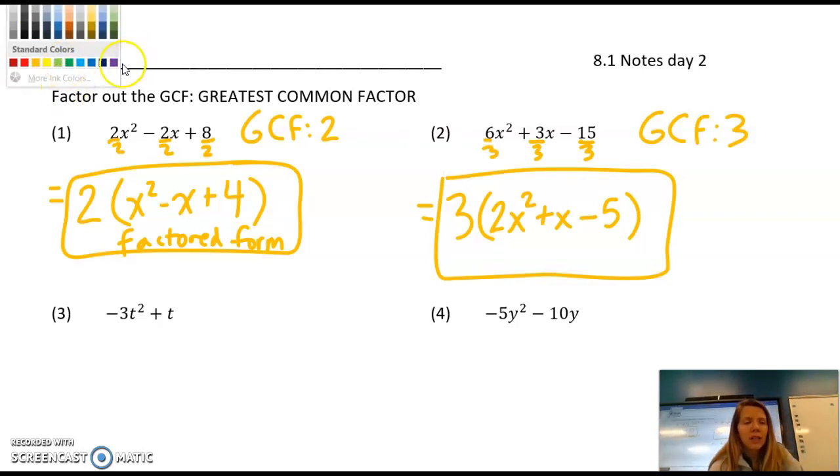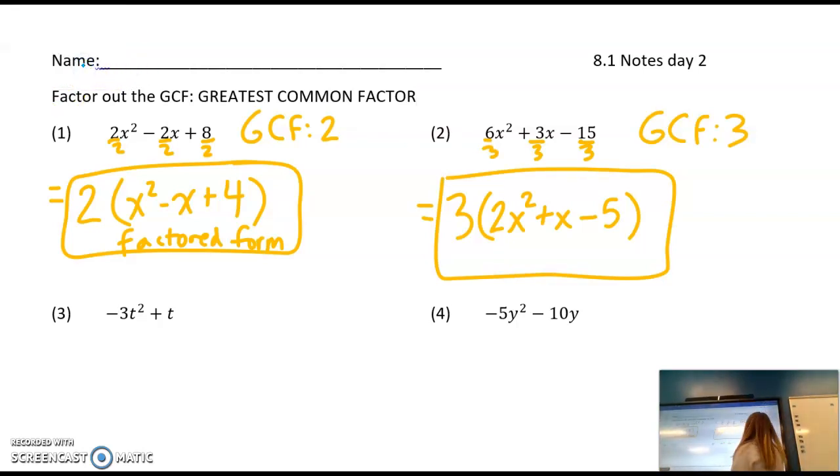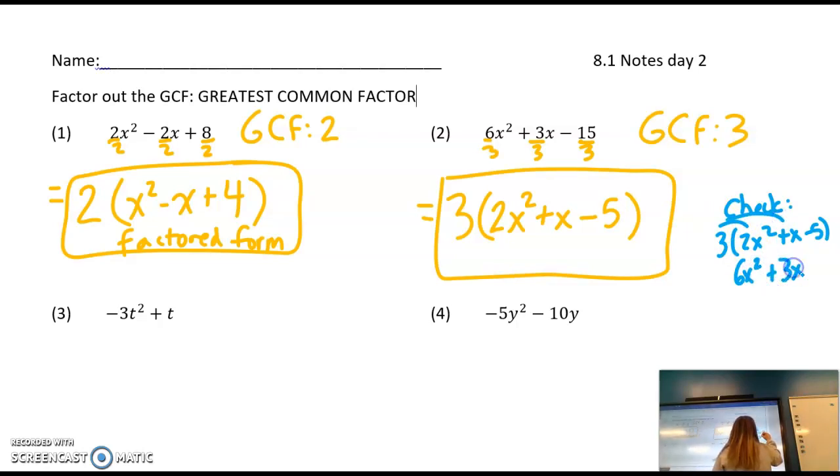Now, if I wanted to check my work, what I would do is take what I had and distribute to see if that's what I should have. So 3 times 2 is 6x squared plus 3x. 3 times negative 5 is minus 15. And notice when I check, I'm correct, right? Because the inverse operation of factoring is multiplying, right?